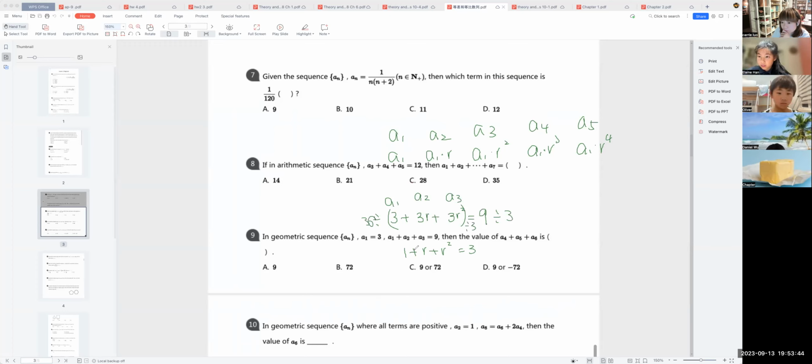Sorry, I divided by 3. That's 1 plus R squared equals 3. So if I'm putting them together, it's R squared plus R minus 3 equals 0. Correct? Okay, so R minus 2, and R minus 1 equals 0. So R equals 2 or R is 1.